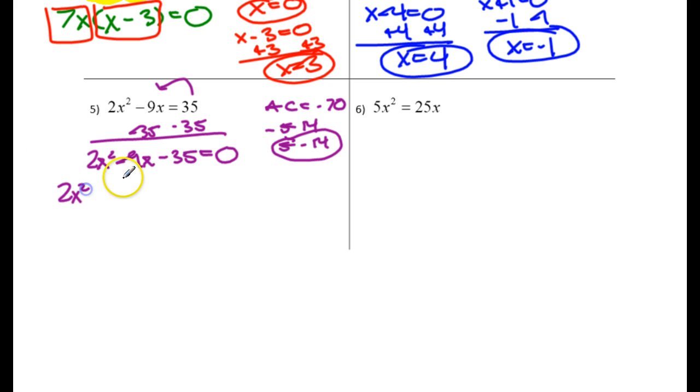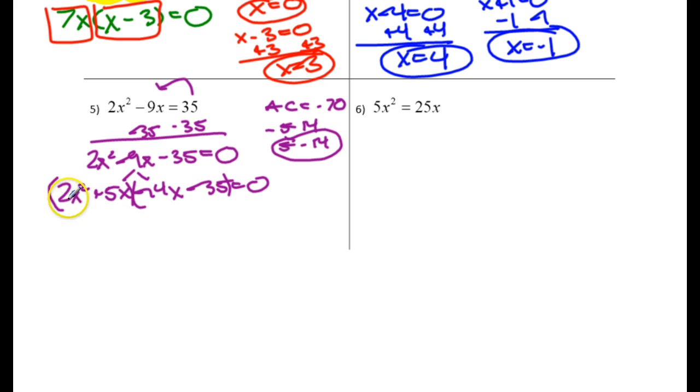2x squared, negative 9x squared came from positive 5x minus 14x from our pair here, minus 35 equals 0. Four terms. Anytime you've got four terms, you must do the grouping.